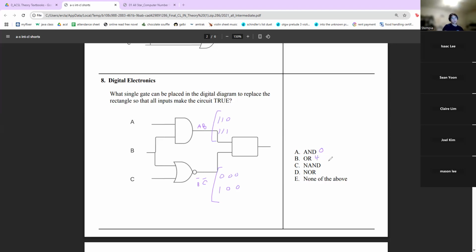NAND is going to give us the opposite of AND. So we have a total of 8 inputs. If 0 of them work with the AND gate, then 8 of them are going to work with the NAND gate. And then same thing with the NOR. It's going to be just the opposite of the OR. Out of these four numbers, the NAND gate gives us the greatest number. So the answer to this is C.